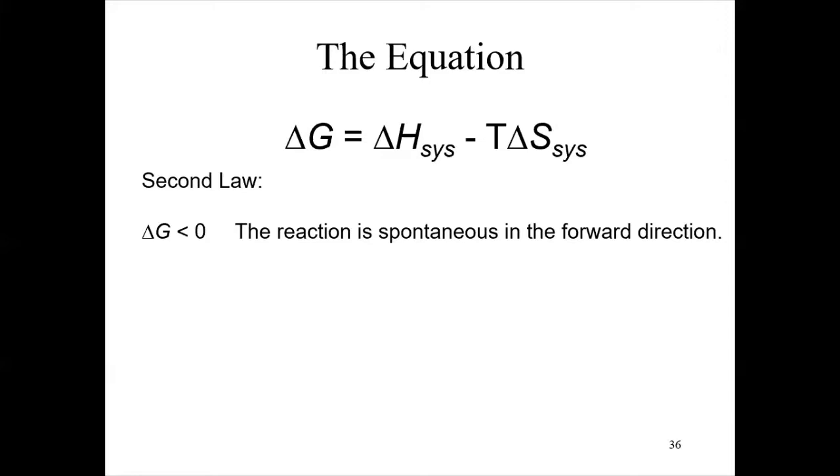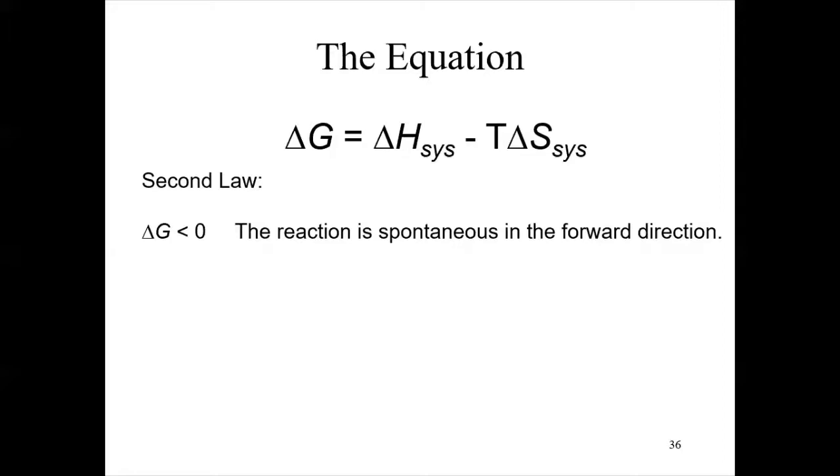Okay, this is where we left off last time. We were looking at the equation and we were saying that delta G equals delta H minus T delta S. And what we did was we were able to take the second law of thermodynamics and convert it into an expression that is related to properties of the system.